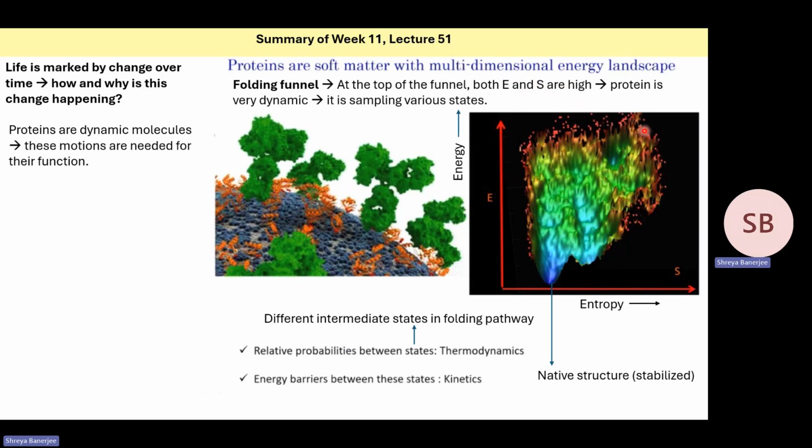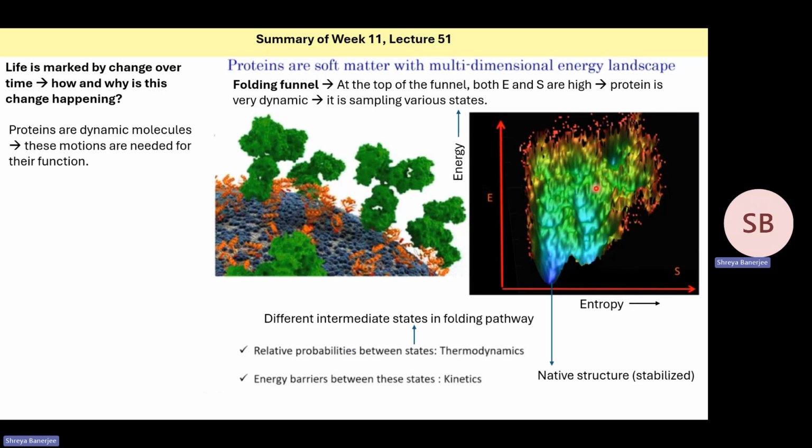Entropy high means that the protein is very dynamic. The randomness is very large and it is sampling a large number of states. That is why we are calling it a dynamic structure. And since it is not restricted to a particular state, it also has a large amount of energy. So this is the folding funnel, and as you go down the folding funnel, both the entropy and the energy are decreasing.